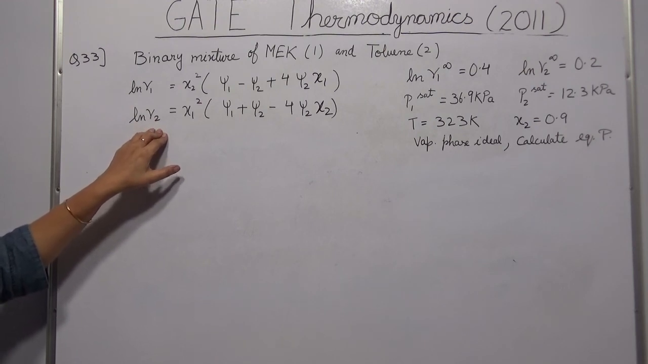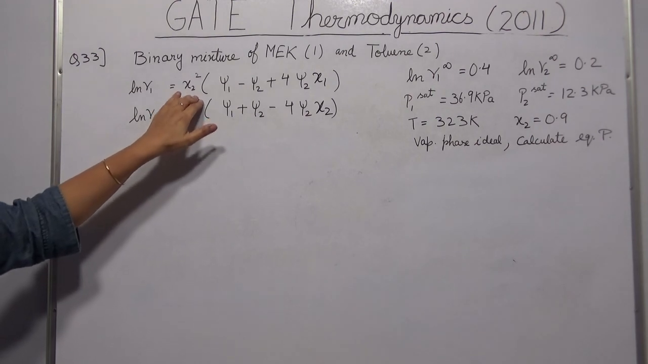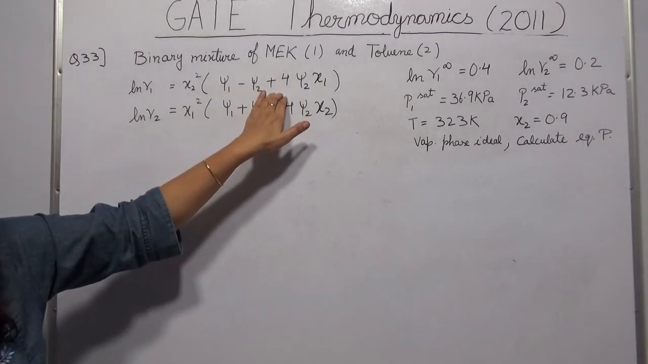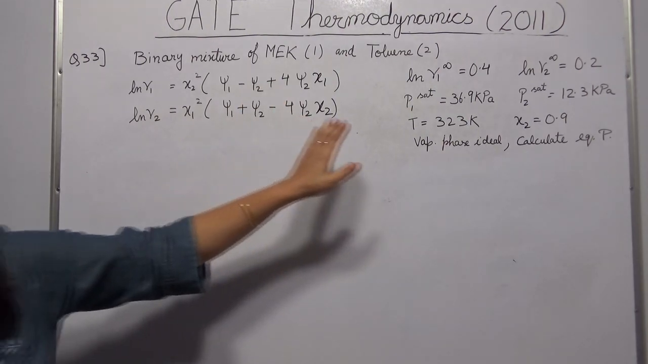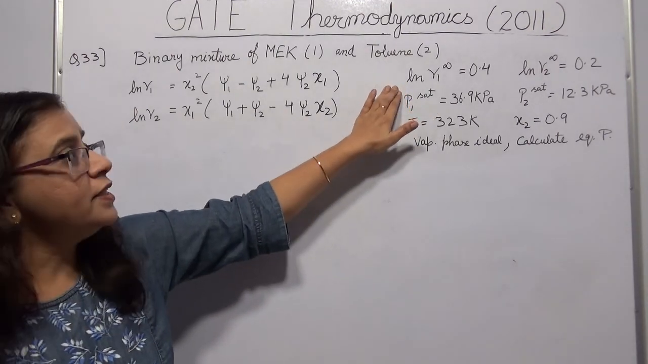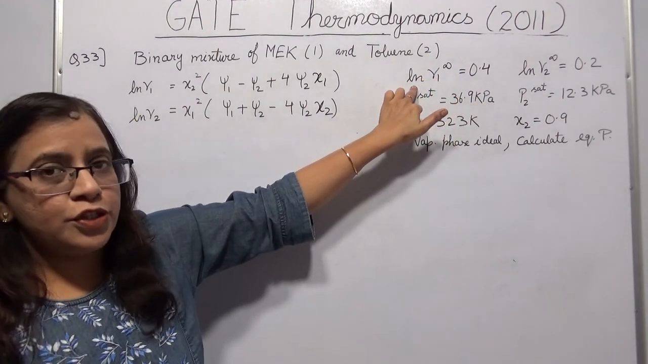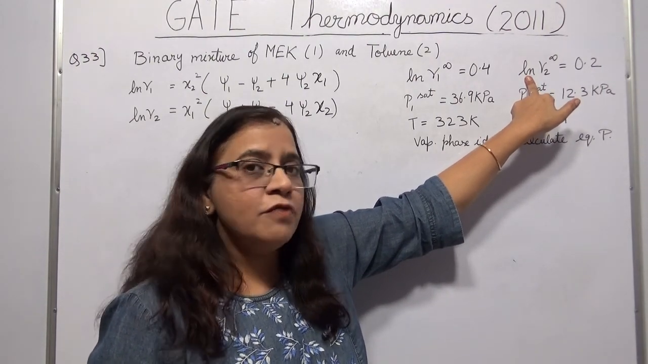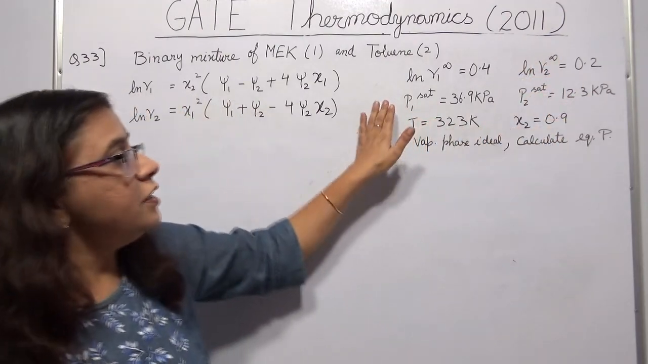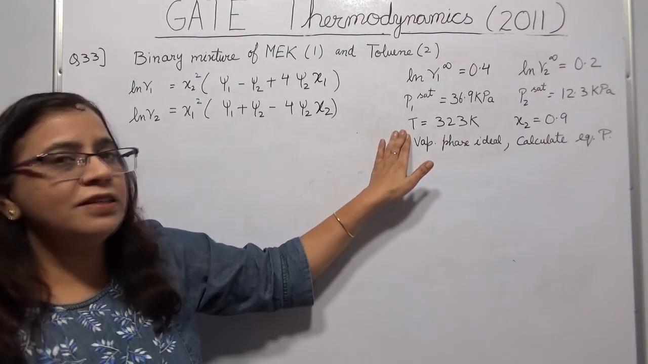They give you the non-ideal behavior of the liquid phase. Your ln gamma 1 and ln gamma 2 are given as a function of mole fractions, and psi 1 and psi 2, which are composition independent parameters, but their values are not given. Further they have given you the value of ln gamma 1 at infinite dilution. When I say infinite dilution, it means that your x1 tends to 0. Similarly, they have given you the value of ln gamma 2 at infinite dilution, that is when your x2 tends to 0. They have also provided the saturation pressures of components 1 and 2 at temperature 323 Kelvin.